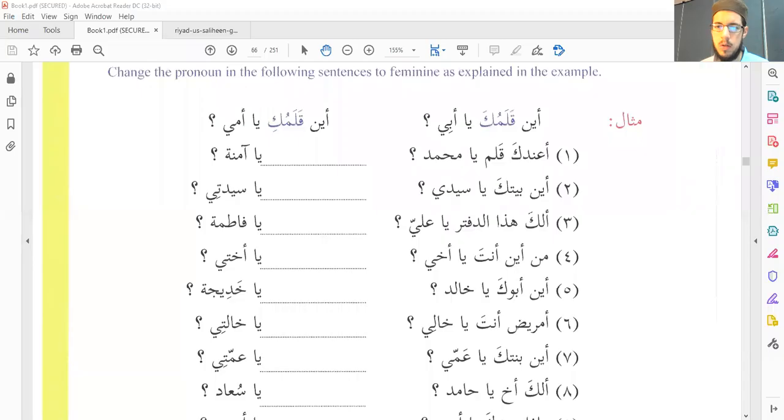So we have an exercise ahead of us. Recall that we were focusing on feminine forms. We have feminine forms of nouns with the ta marbuta, and we have feminine forms of verbs with ta maftuha, and we have feminine forms with possessive pronouns. This lesson is trying to bring it all together.